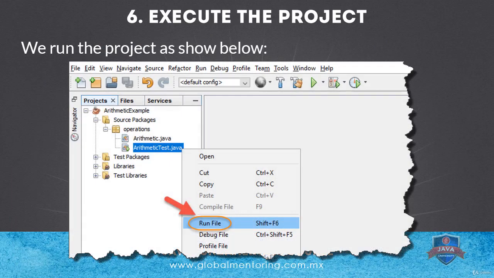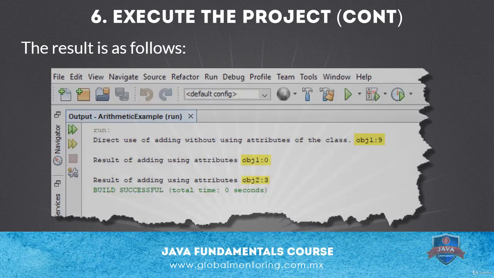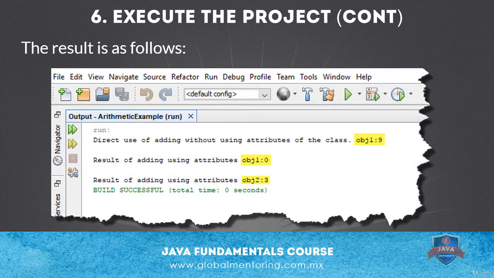We execute the project: right-click on arithmetic test and run file. And the result is as follows. Direct use of adding without using attributes of the class. The result is the addition of 5 plus 4. So the result is 9.